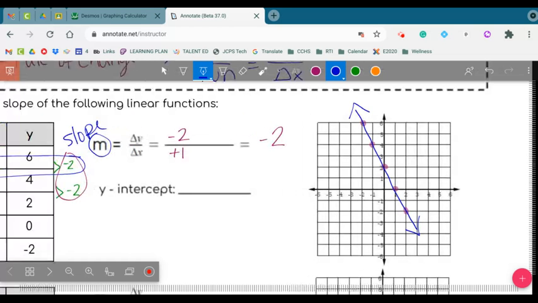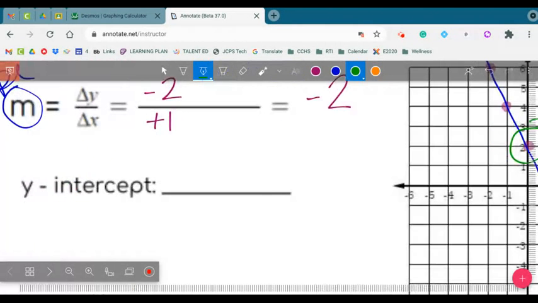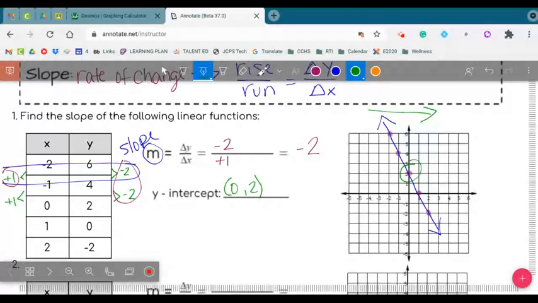So our slope is -2, and we can see it's a negative slope because as we go from left to right, our line is going down. And then our y-intercept, where does it cross the y-axis? That's going to be at 0, 2. You can also look at that on the table because wherever your x value is 0, that's where your y-intercept is. Make sure you write your y-intercept as an ordered pair.